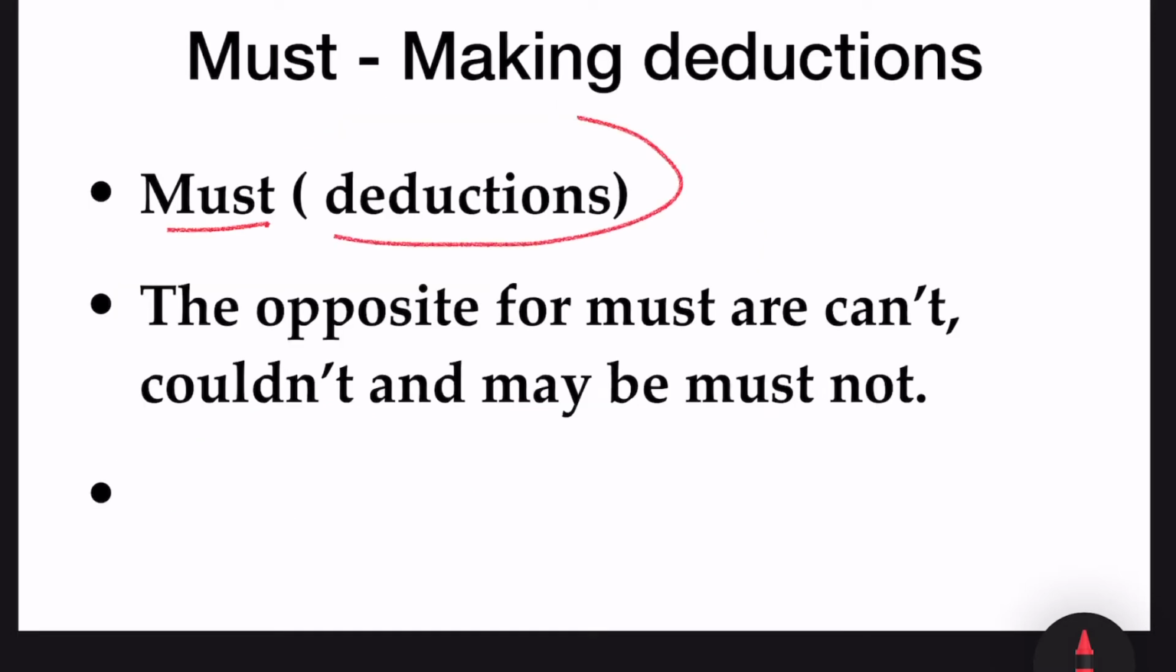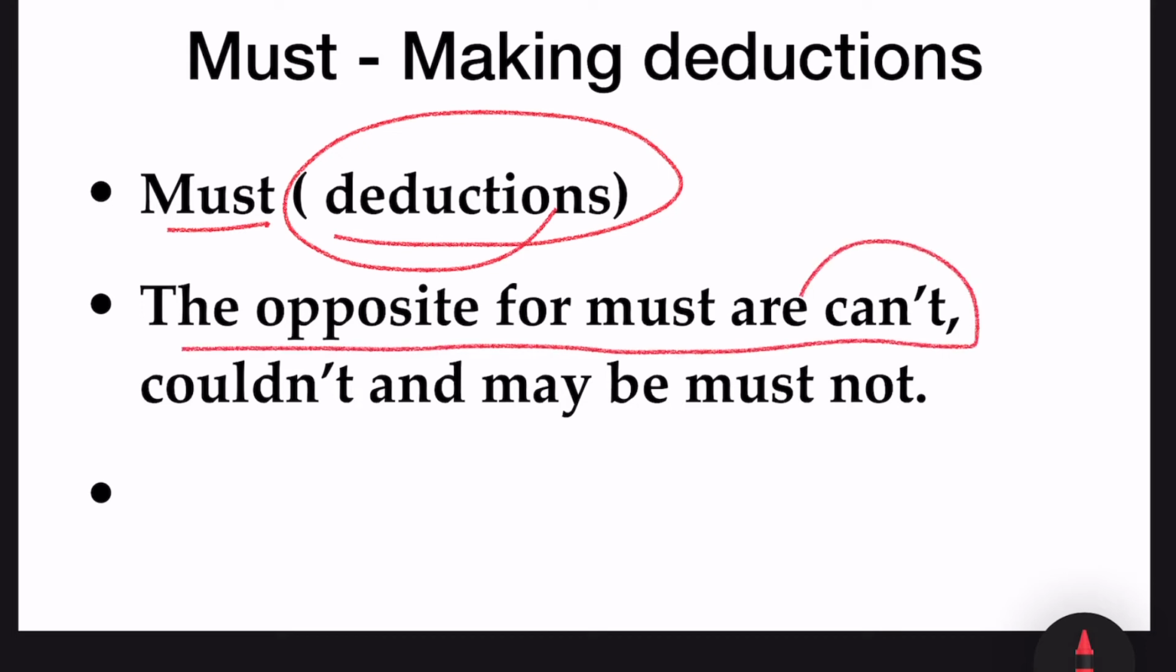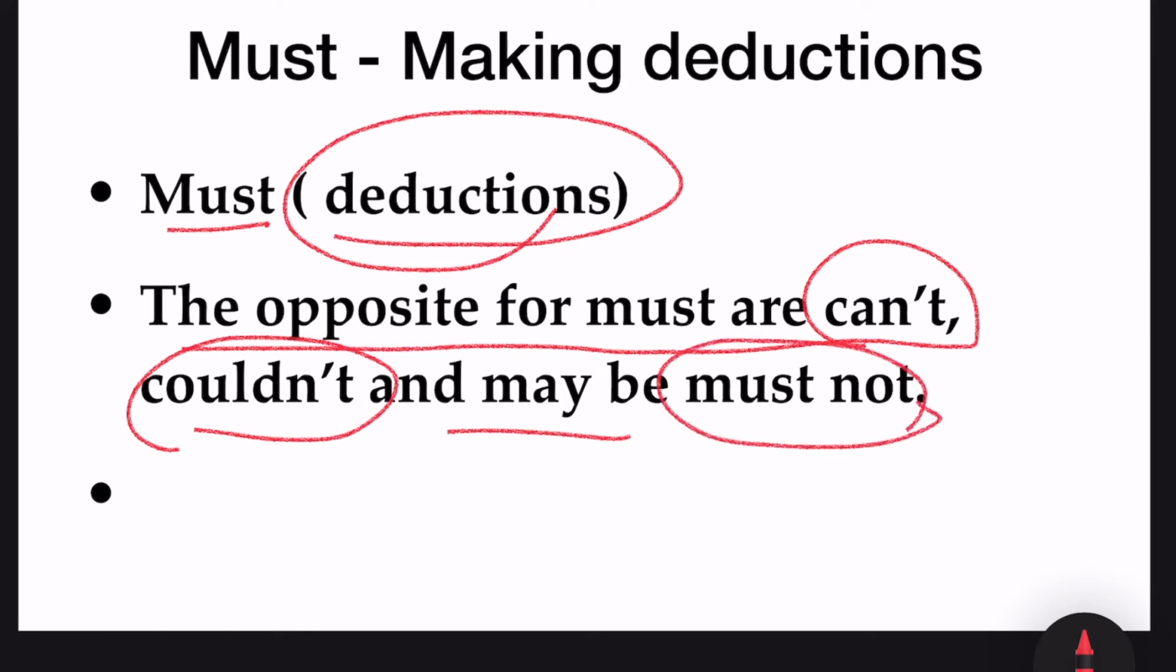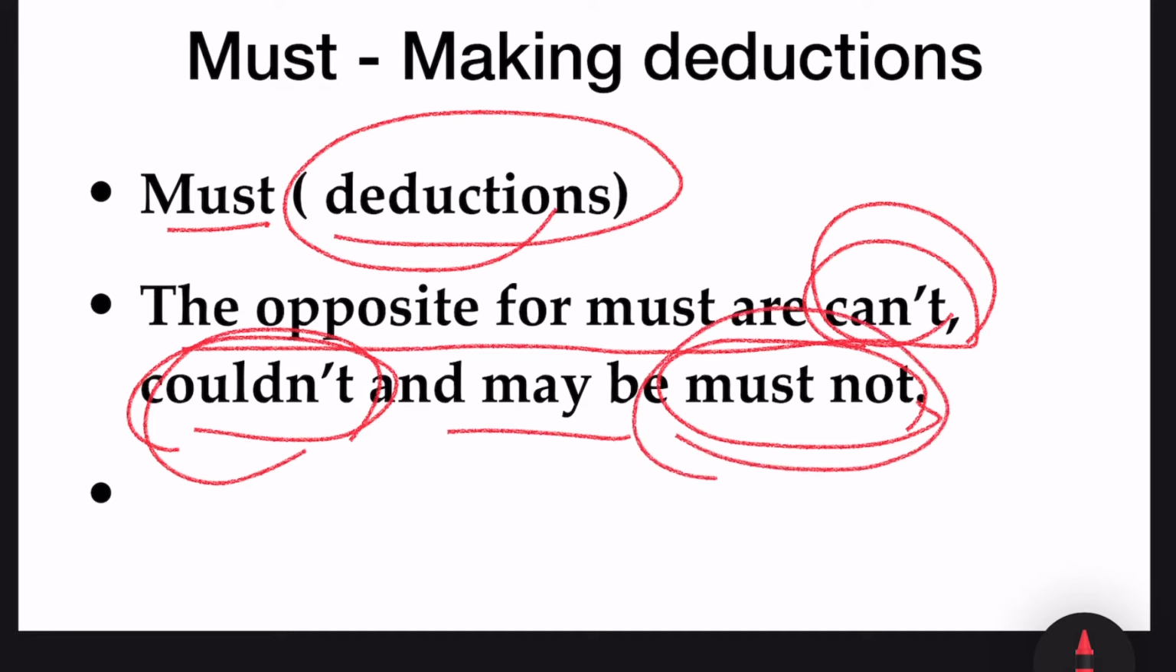Must, making deductions. The opposite for must would be can't, couldn't, and maybe must not. For making deductions, in a negative sentence, you can use can't, couldn't, or must not.